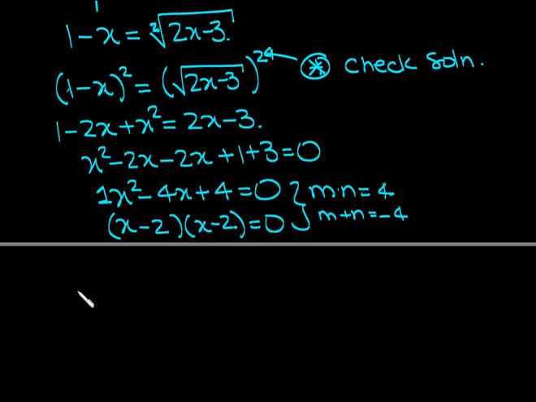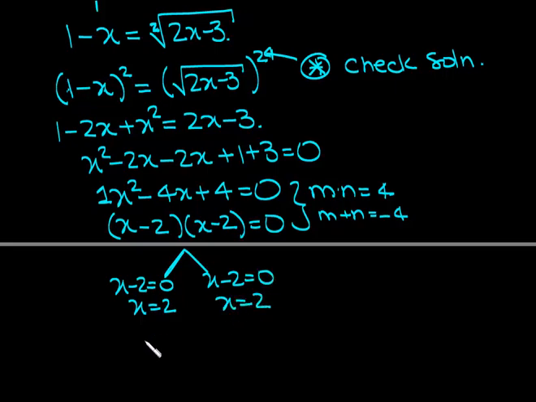Okay, so let's go ahead and finish solving this. So we get x minus 2 is 0, so x is equal to 2, and we get x minus 2 is 0, so we get x is equal to 2. So we get the same solution twice. Okay, since we squared both sides, we should go back and check our answers.